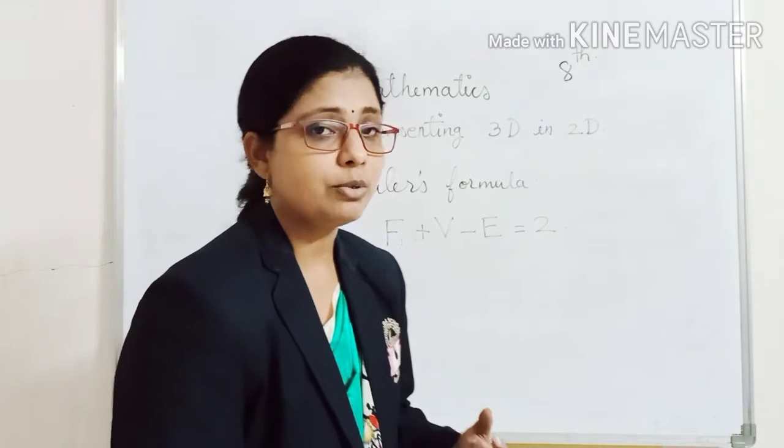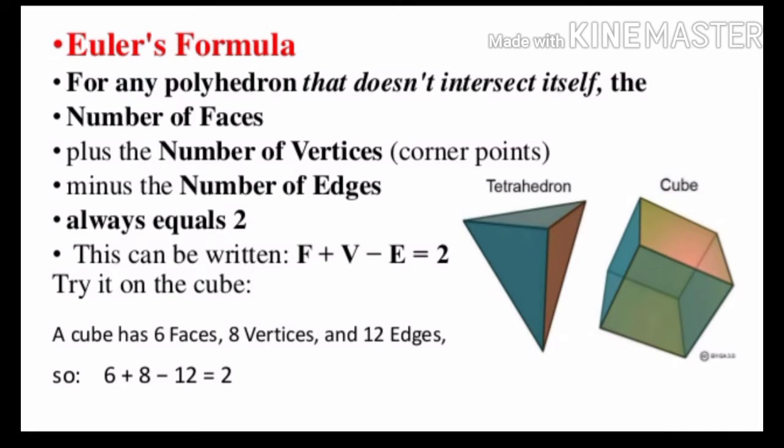How will you find out? In this way we can use Euler's formula. For any polyhedron figure that doesn't intersect itself, the number of faces plus the number of vertices minus the number of edges always equals 2. So we can calculate this by using this formula.